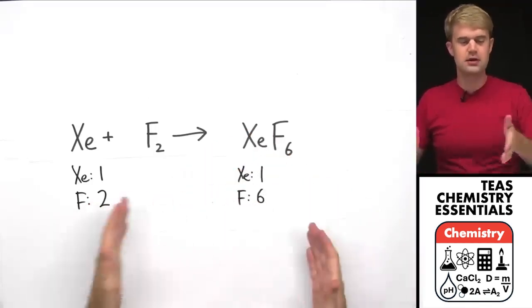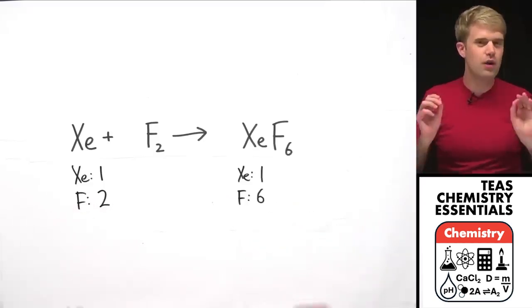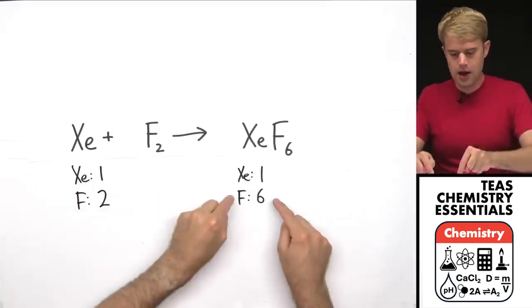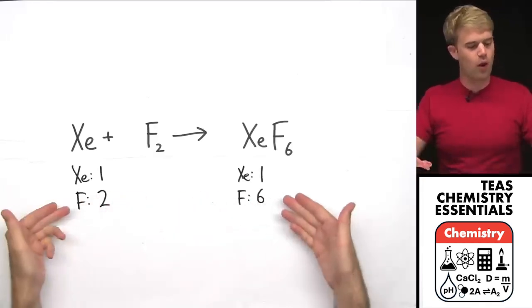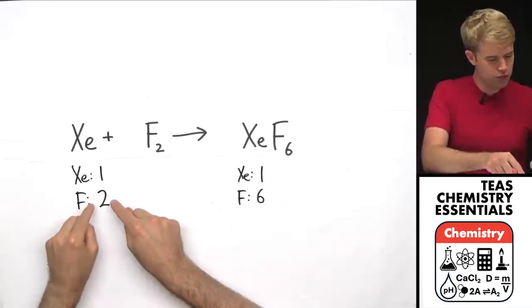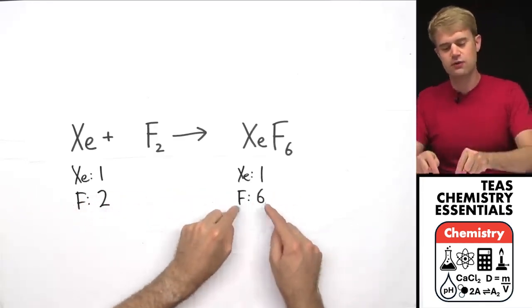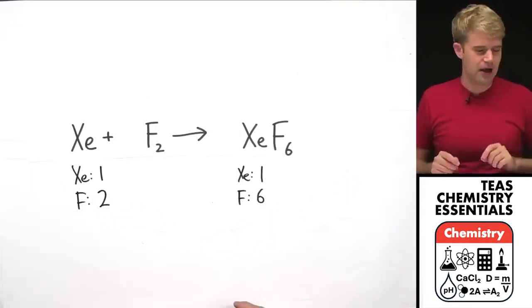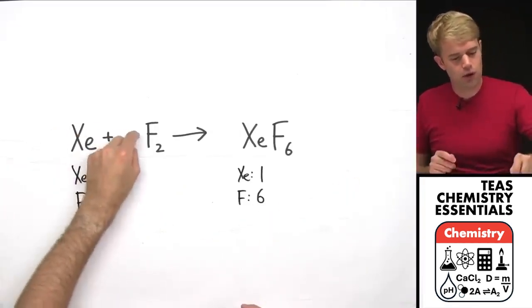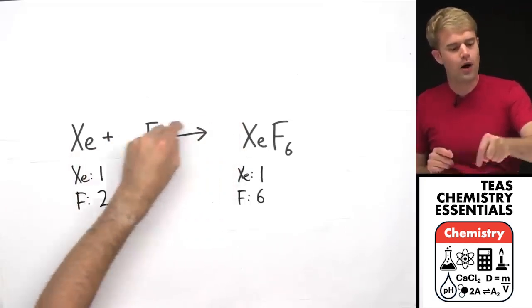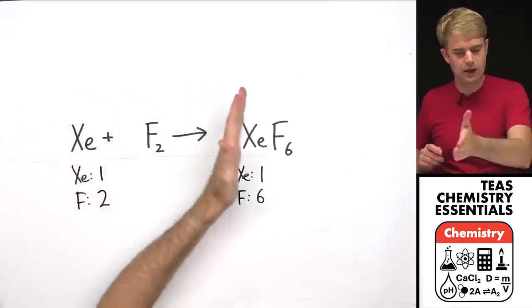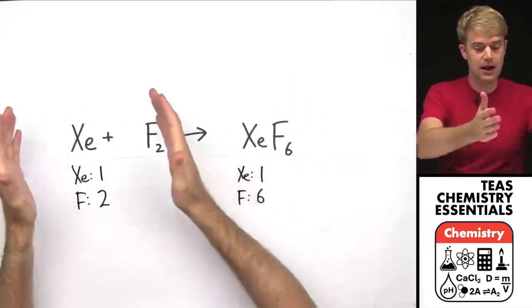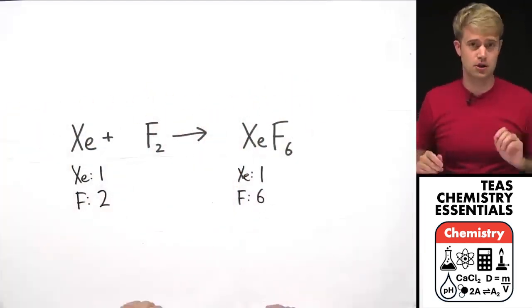Now take a look at these numbers. This equation isn't balanced yet because we have different numbers of the atoms for one of the elements. I've got two fluorine here, but I've got six fluorine here, so it's not balanced. In order to balance it, I've got to add numbers or coefficients in front of one or more of these elements and compounds to change the number of atoms that I have on the different sides of the equation.